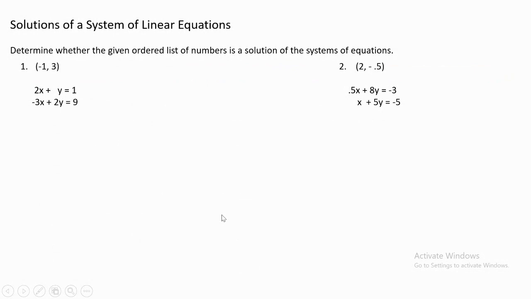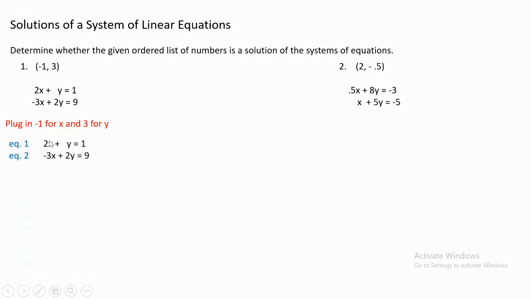So the first thing I'm going to go over are solutions of a system of linear equations. Number 1 and number 2. It says determine whether the given ordered list of numbers is a solution to the system of equations. So here we have number 1. They're asking if the point (-1, 3) is a solution to these two equations. All we do is plug in -1 for x and 3 for y in both equations.